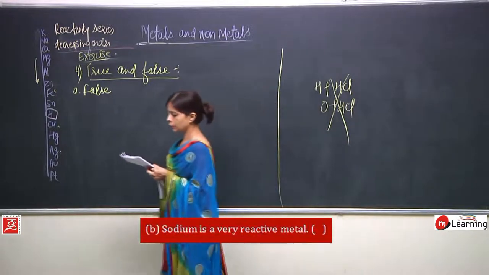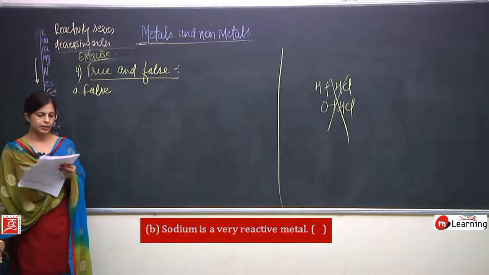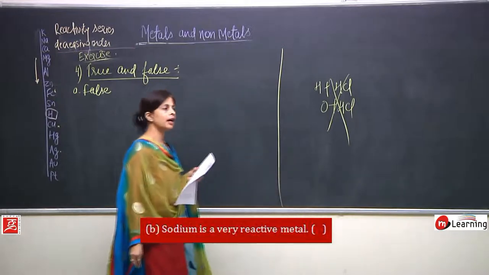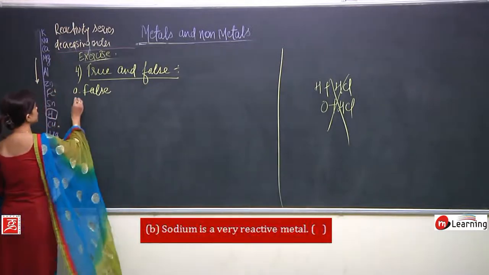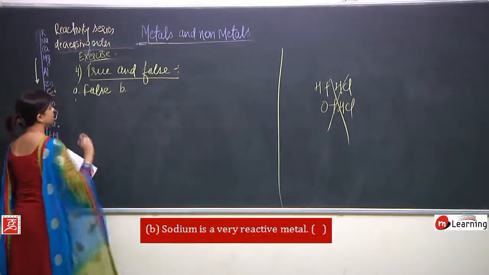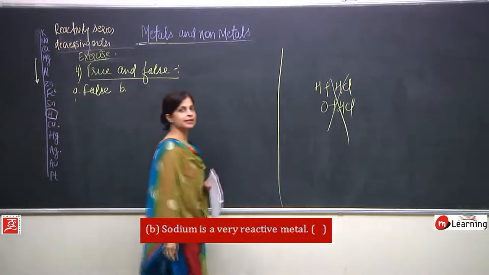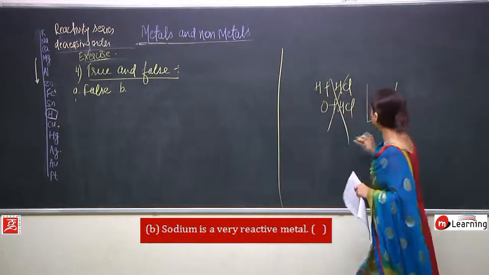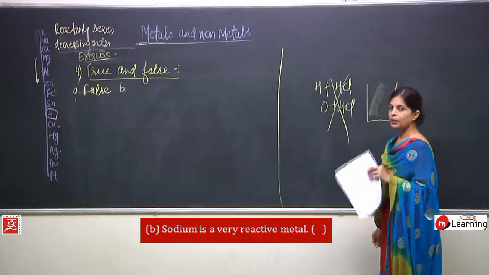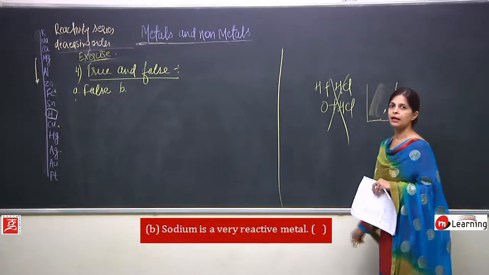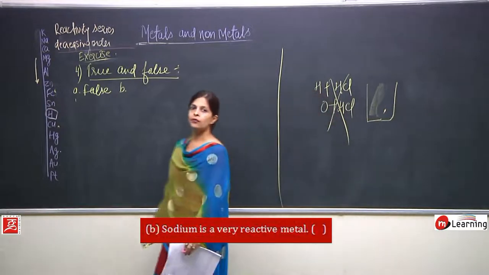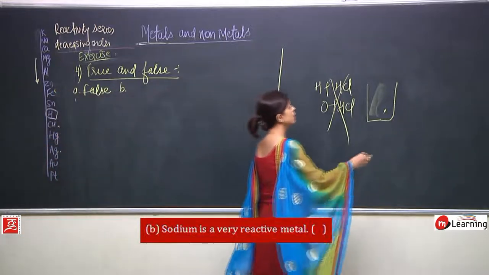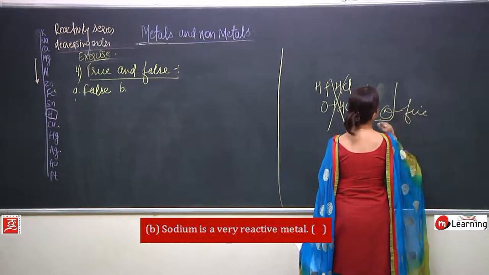Okay. Now the B one is: sodium is a very reactive metal. I don't think I have to give you any kind of explanation over here. I can write B here only. Just now I gave you the example of sodium. We have discussed in this chapter also, suppose I take a little water and put a grain-sized piece of sodium into it. What will happen? What will you see over here? You will see a fire, or it will catch fire.